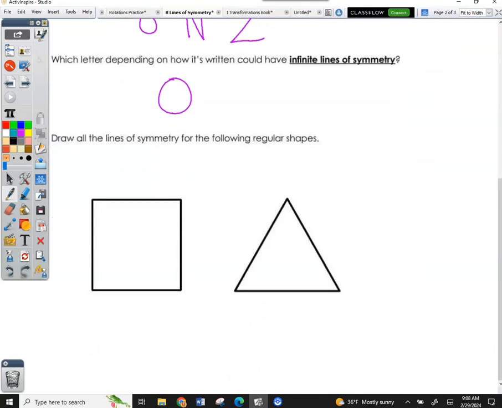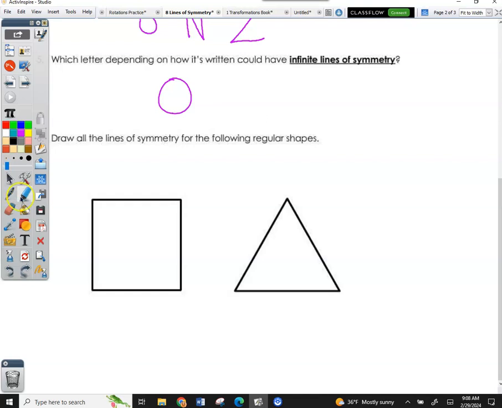All right, come down here. You were supposed to draw the lines of symmetry. What shape are we assuming that this first one is? Square. What about that one? Triangle. We're going to assume it's, do you remember the vocab word? Equilateral triangle. We're assuming that all the sides are equal.